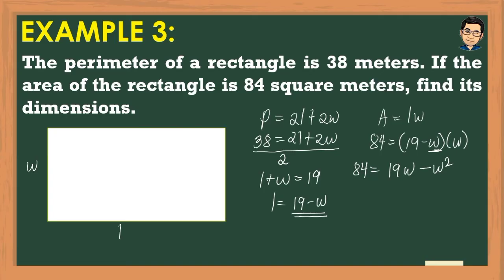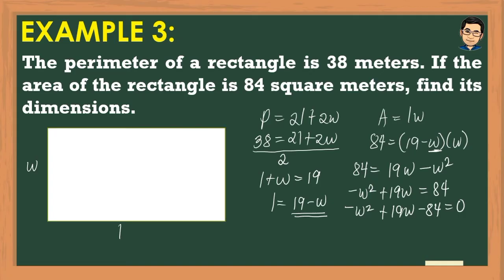Okay. So, sulat natin siya in standard form. So, magiging ganito siya. Negative W squared plus 19W equals 84. Okay. So, ilipat natin yung 84 sa left side. Magiging negative W squared plus 19W minus 84 is equal to 0.